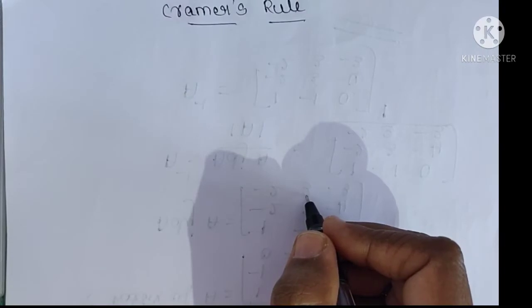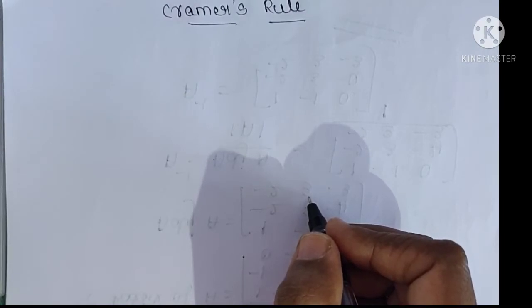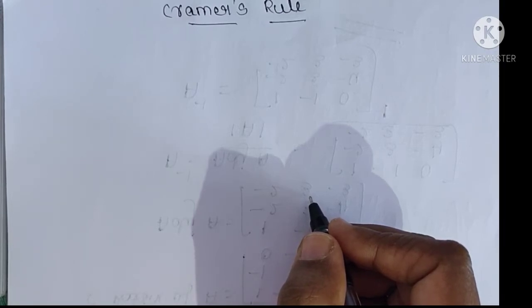Dear students, in the previous video I explained one of the important concepts of determinants, that is the inverse of a matrix. Now in this video I am going to explain one more important concept of determinants, that is Cramer's rule. Firstly, we will see what the use of Cramer's rule is. We use Cramer's rule to solve a system of linear equations.